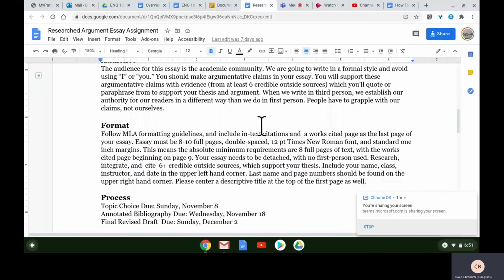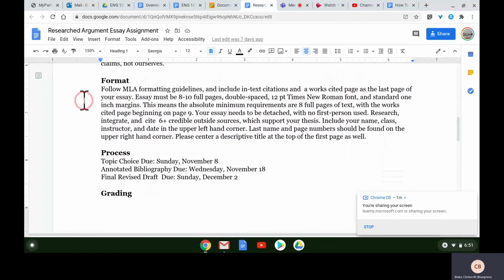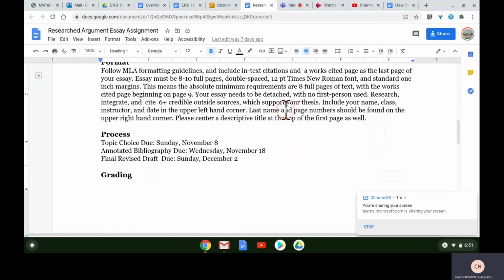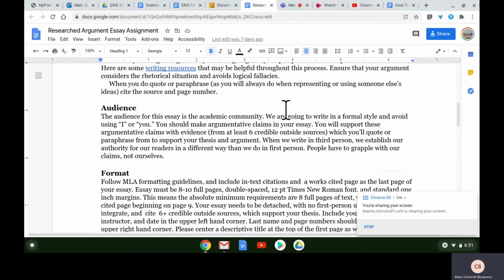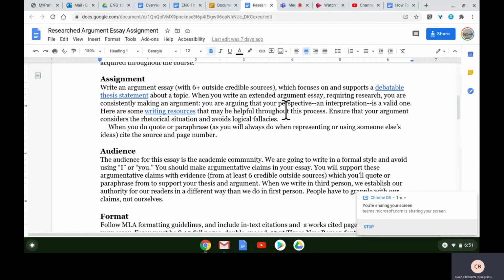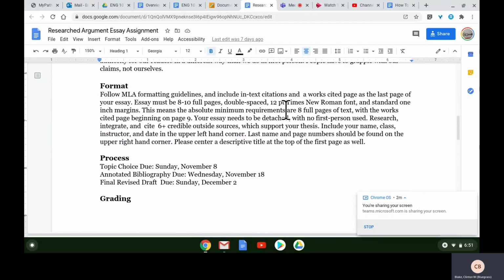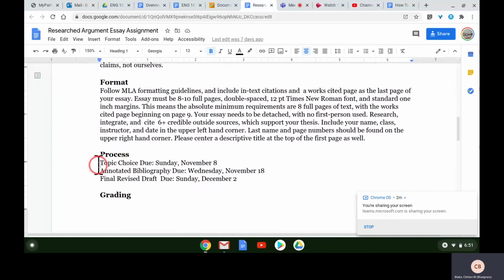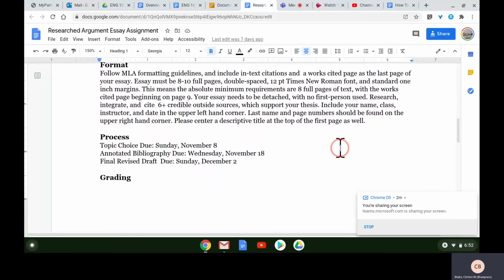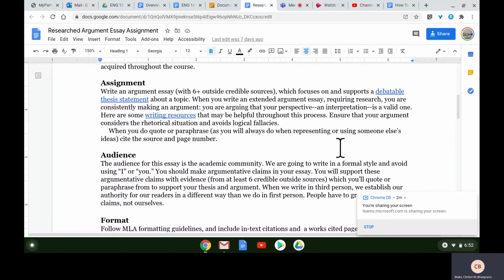This walks you through the audience and the format, MLA formatting like we've been using for all of our classes here. And pay close attention to the deadlines there. You can see that your topic choice is due first, and that's coming up pretty quickly, and then your annotated bibliography, and then your final revised draft. So all of these work towards helping you have a strong researched argument essay.